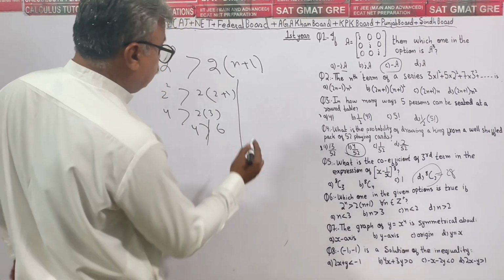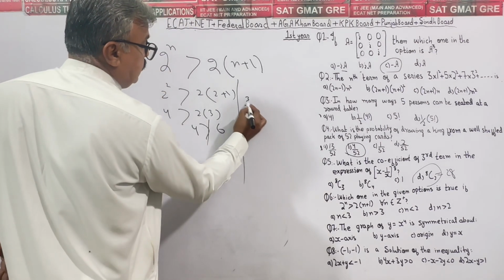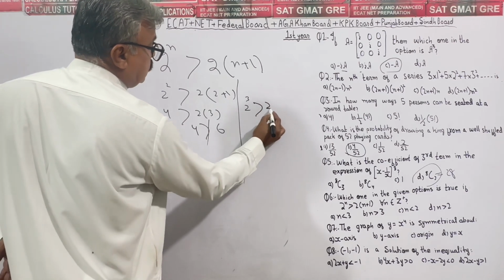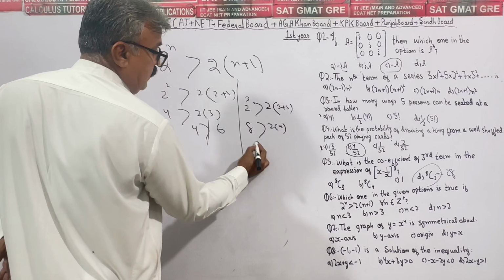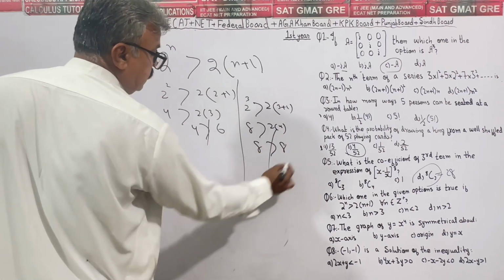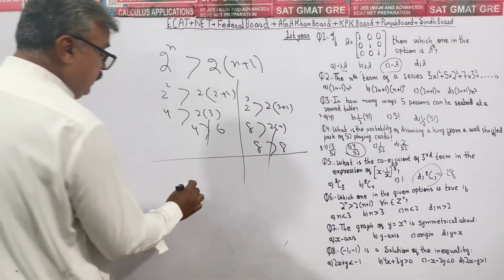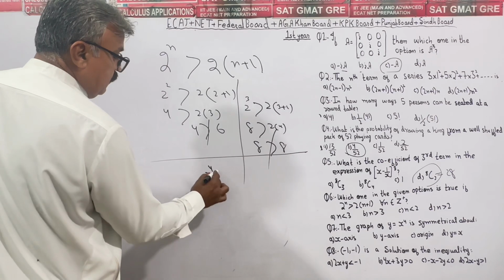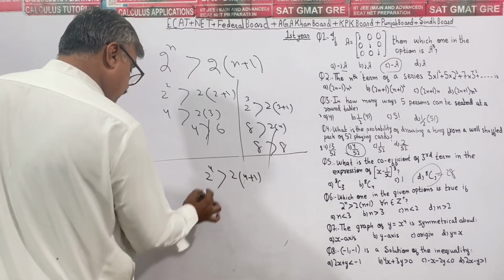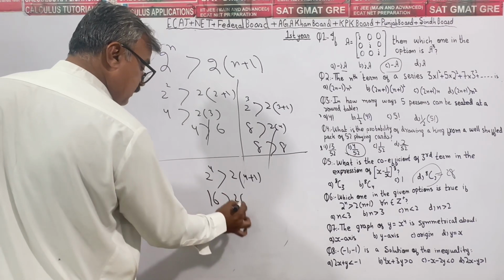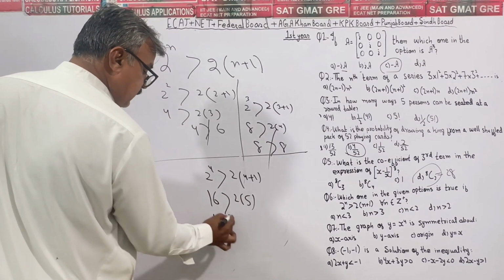I have put 2. What about 3? 2 raised to 3 is greater than 2 times 3 plus 1. It's 8 greater than 2 times 4, which is 8. 8 is greater than 8? It is still not valid. Take greater than 3, which means 4. 2 power 4 is greater than 2 times 4 plus 1. 2 power 4 means 16 is greater than 2 times 5, so 16 is greater than 10.